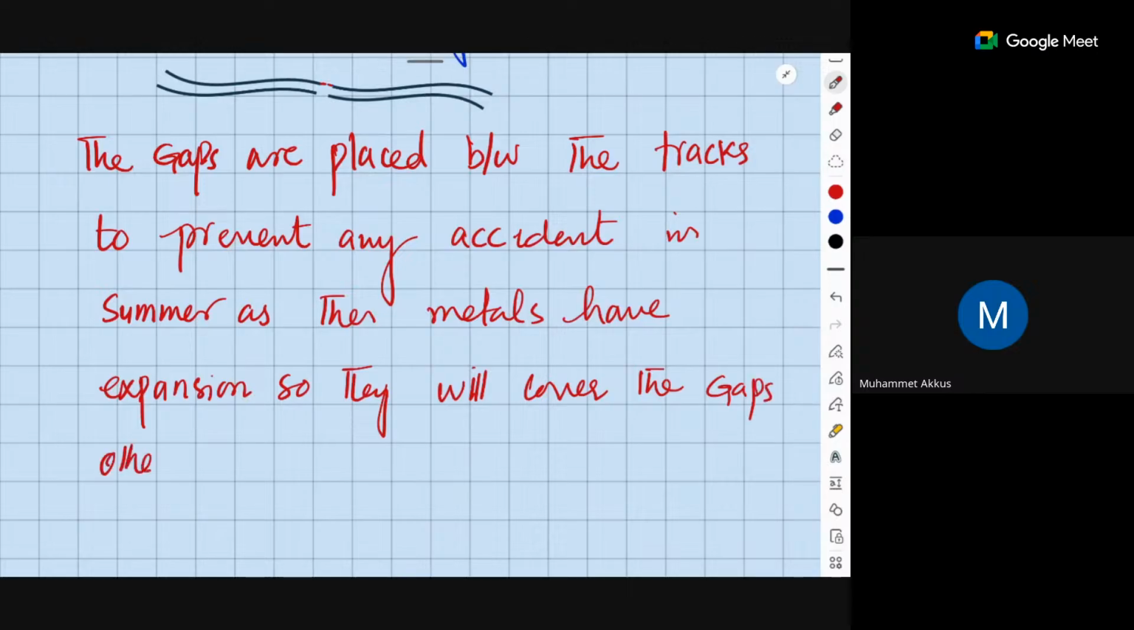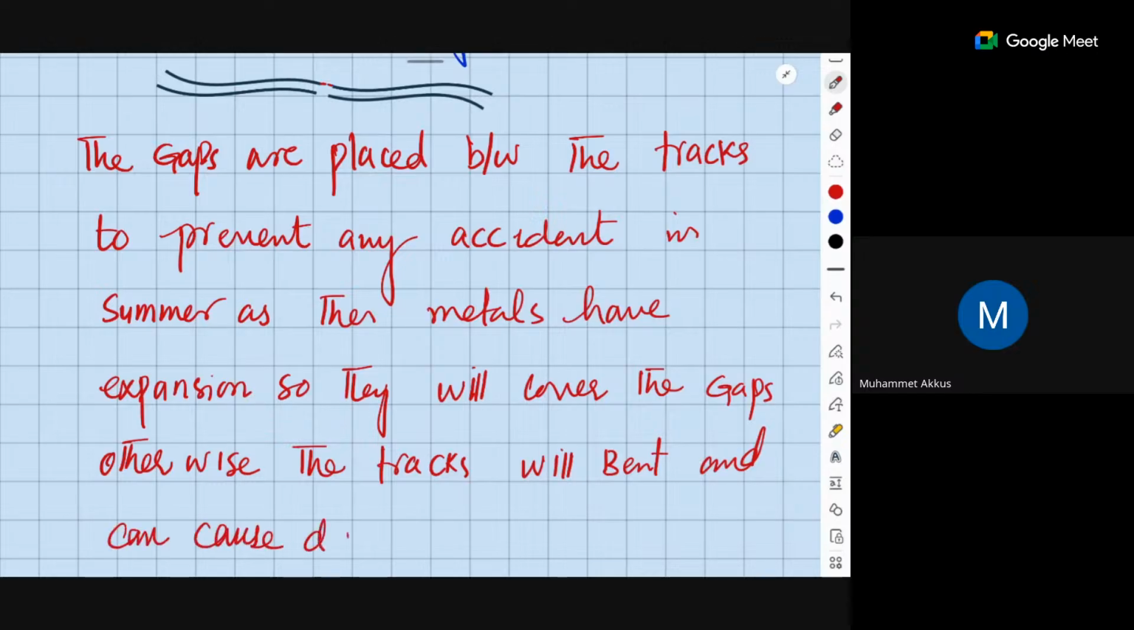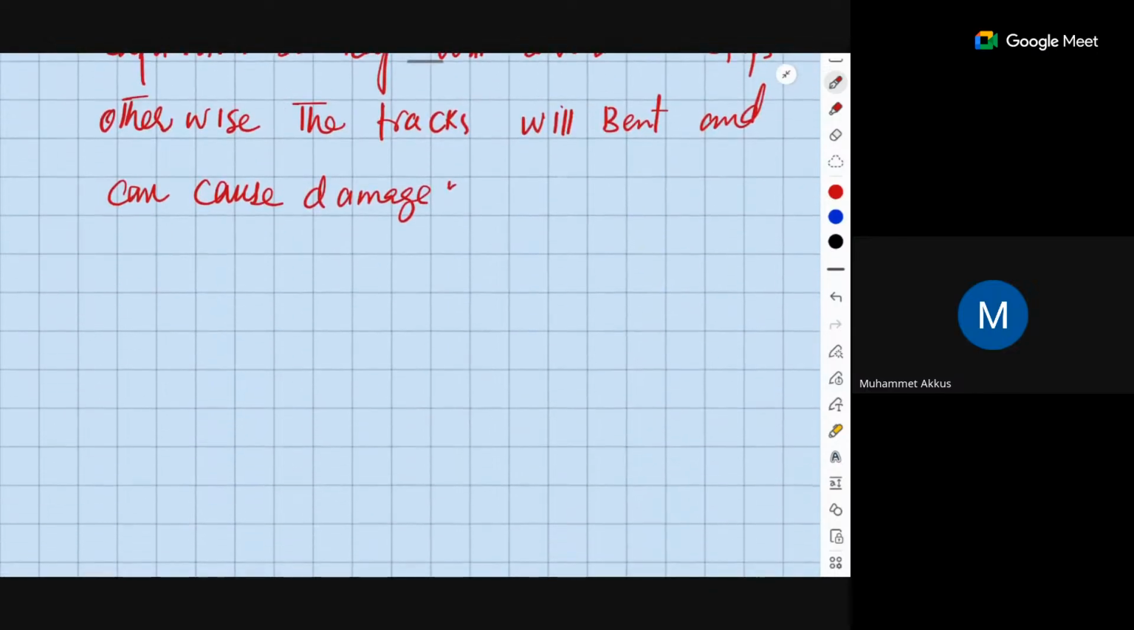Otherwise the tracks will bend and can cause damage. Okay, actually, this topic is almost qualitative analysis. That is why I'm trying to make it as qualitative as required.